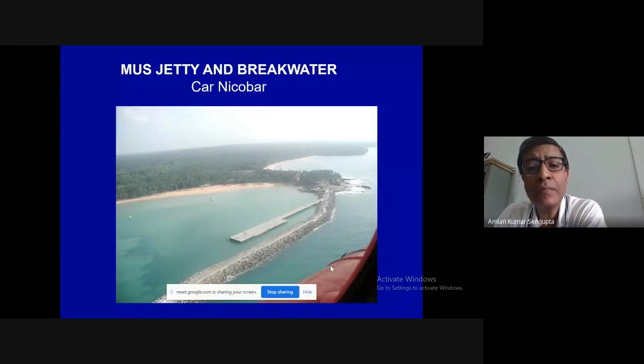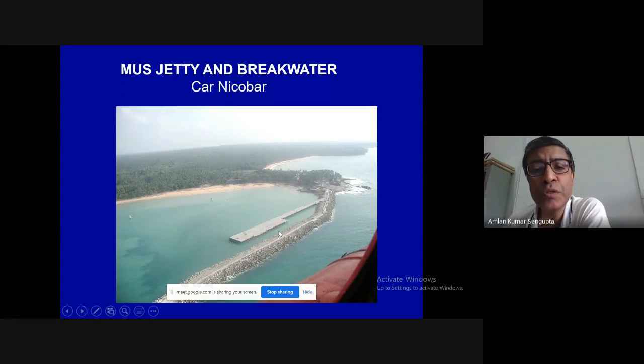This is a photograph of a marine structure, a jetty. A jetty is used for unloading materials from ships or other trawlers. This is in Car Nicobar in the Andaman Islands. And next to the jetty, you can see this breakwater. The breakwater is also made up of concrete members called tetrapods. However, this comes under ocean engineering. The design of the jetty for the sea waves can be very challenging.